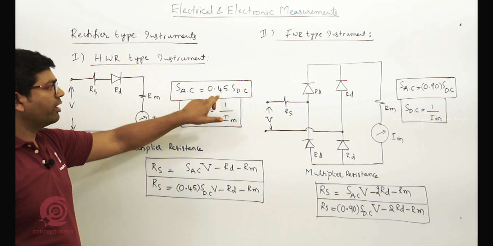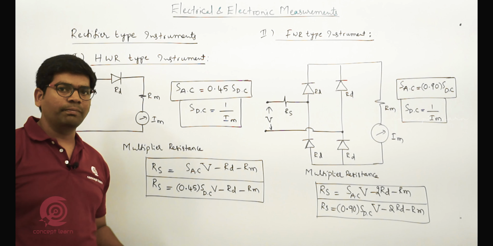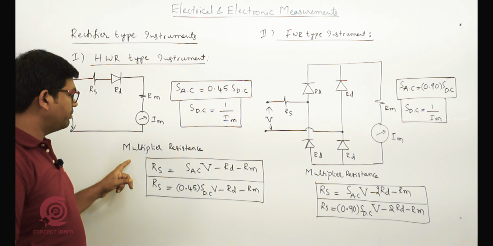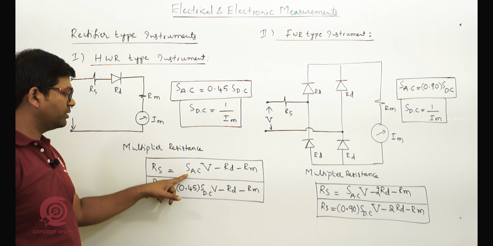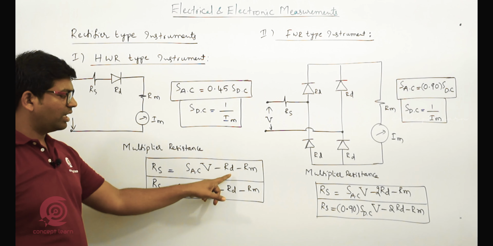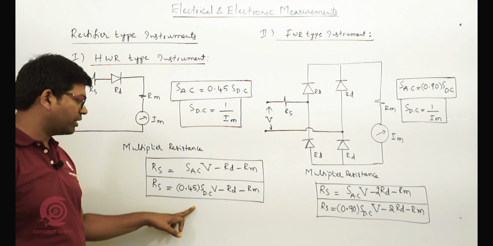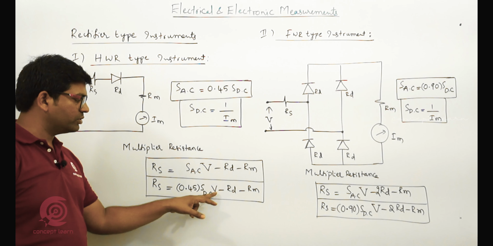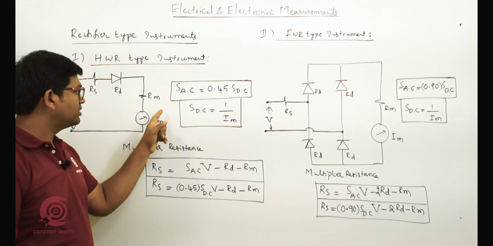How am I getting sensitivity in half wave rectifier? The sensitivity is 0.45 times of DC sensitivity. What is DC sensitivity? Simply it is the reciprocal of full scale deflection of the meter. And if I am focusing on this multiplier resistance, this is the relation. If I write in terms of AC sensitivity, it is AC sensitivity into RMS voltage minus Rd minus Rm. But if I am writing only in terms of DC sensitivity for a half wave rectifier type instrument, it is 0.45 times of DC sensitivity into RMS voltage minus diode resistance minus meter resistance.